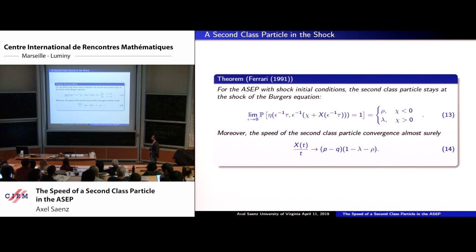second-class particle. And then moreover, the speed of the second-class particle converges to the speed of the characteristic line.